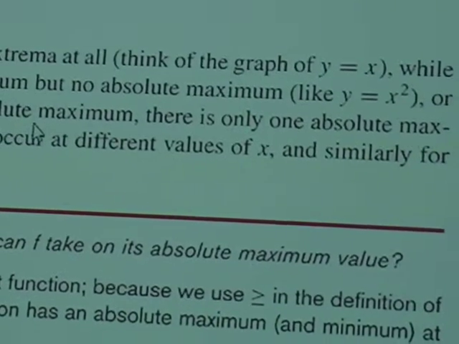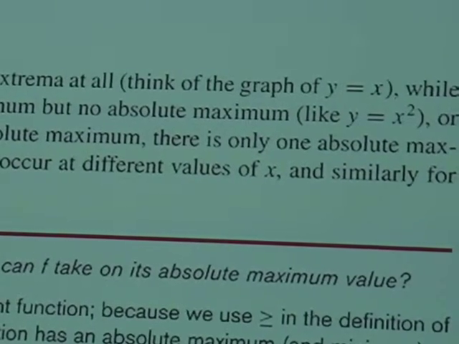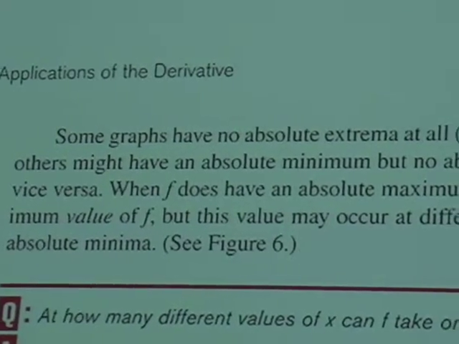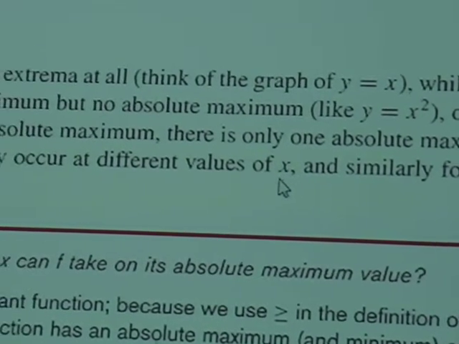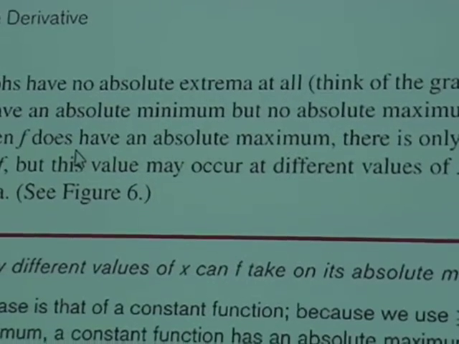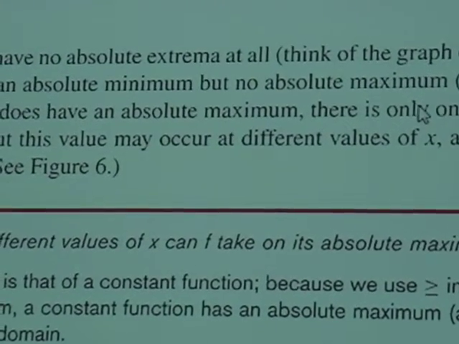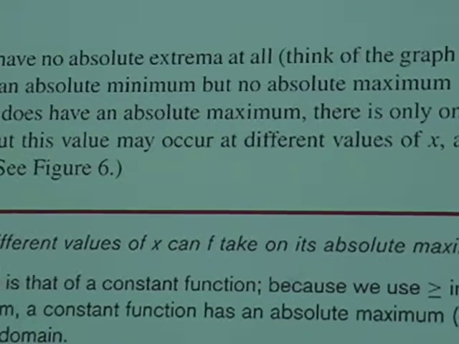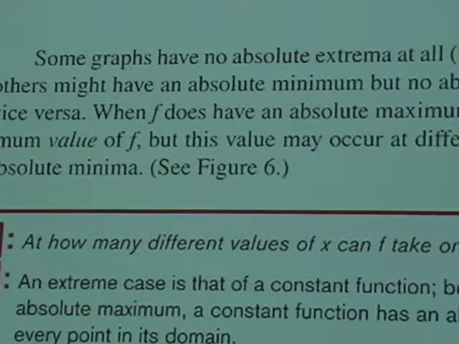When f does have an absolute maximum, there is only one absolute maximum value of f, but this value may occur at different values of x. What does that mean? Is that confusing or not? It sounds confusing, but when f does have an absolute maximum, there is only one absolute maximum value of f, but it may occur at different values of x. So how about this function here? Does this have an absolute maximum?